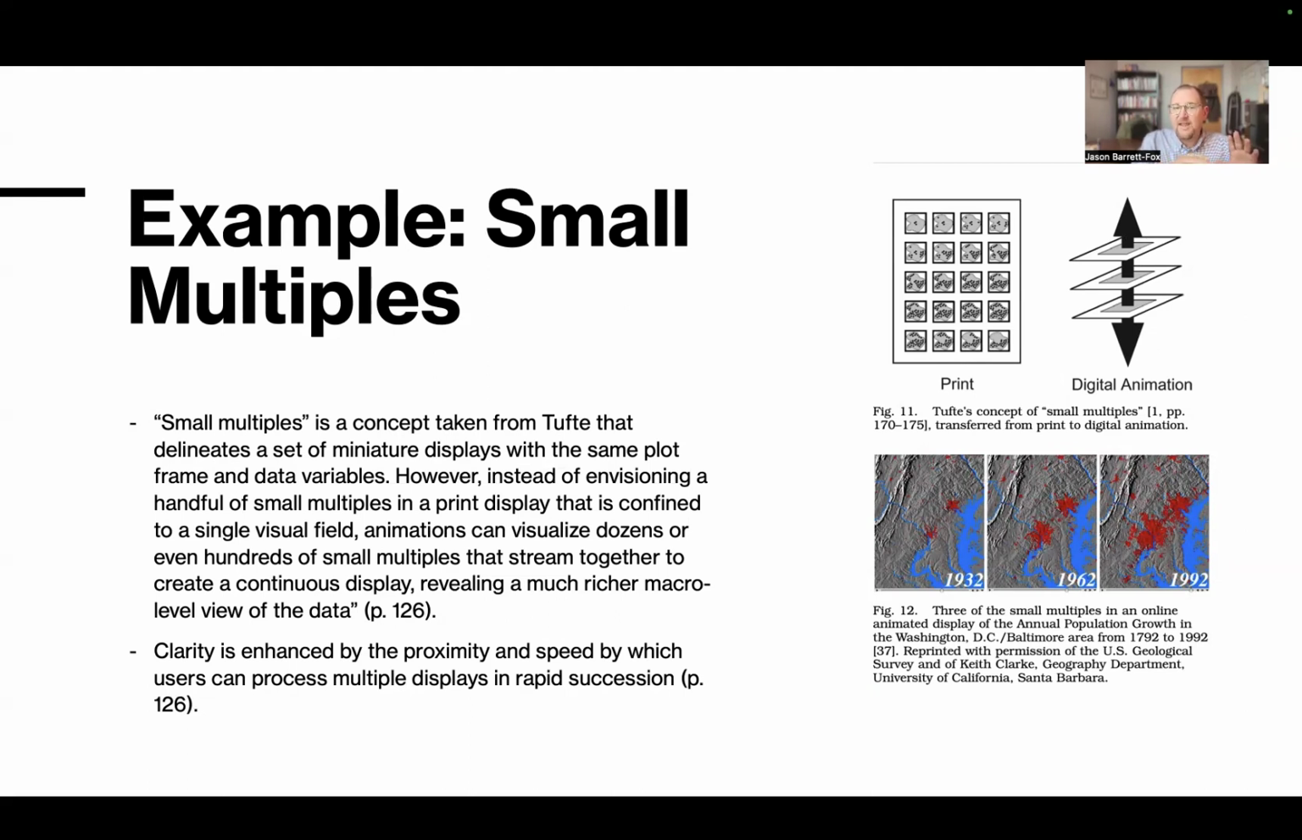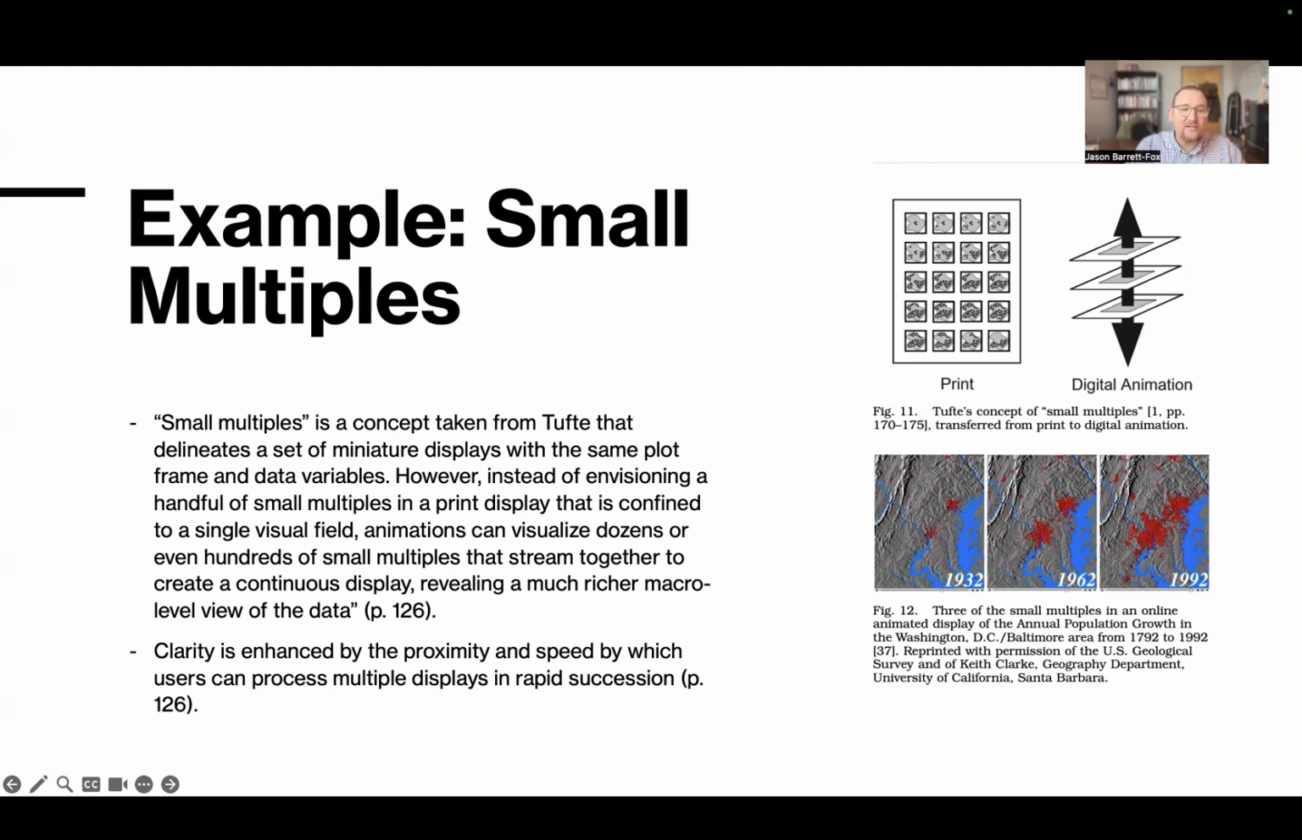But instead of envisioning a handful of small multiples in a print display that's confined to a single visual field that you might see here, right? This is what small multiples would look like in print. So we've got the same island, right? And then a sense of population growing over time.